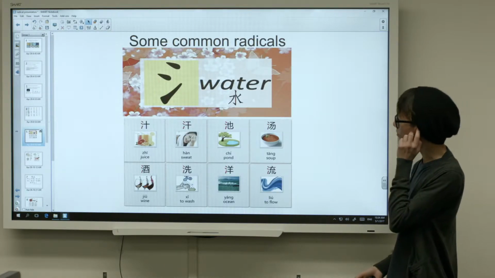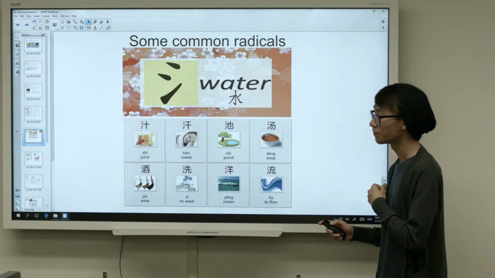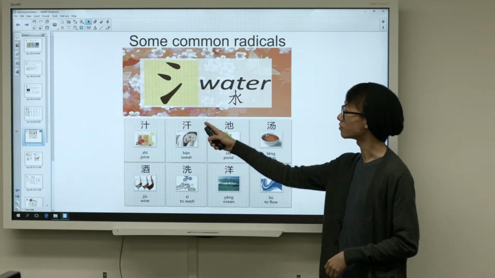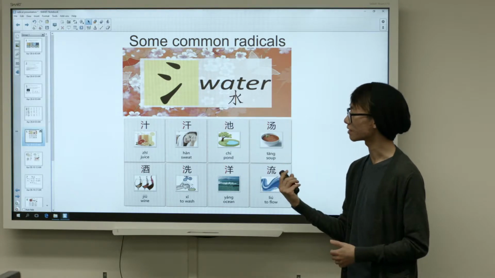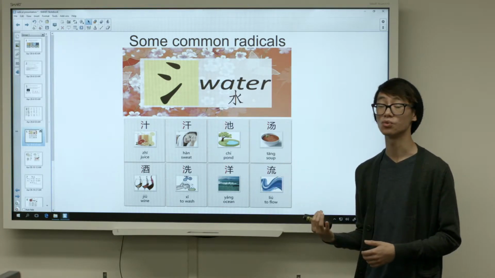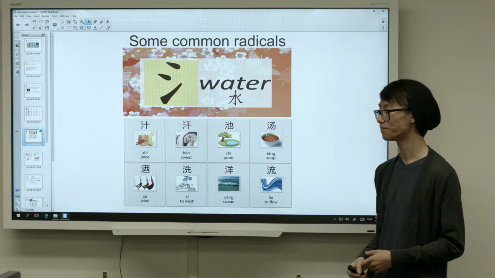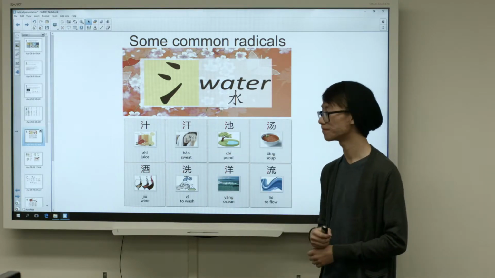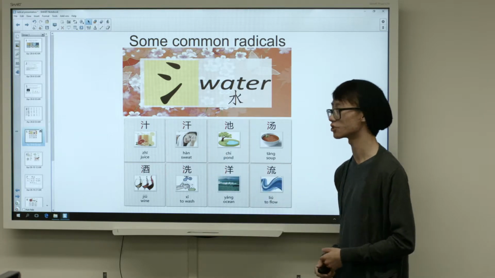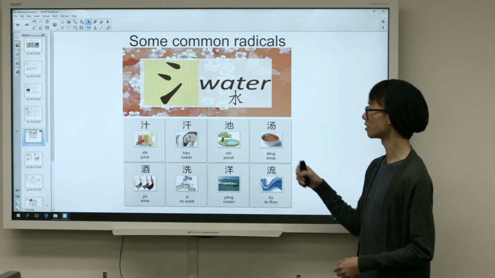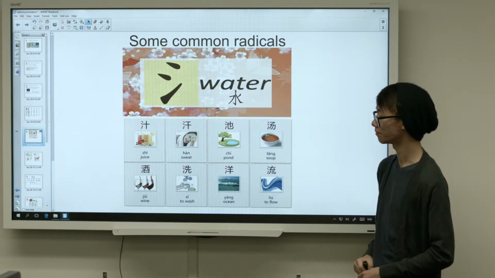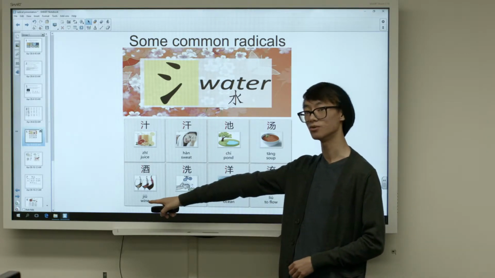Now here are some common radicals. Water, 水. The water radical, which is this, implies that it has something to do with water or liquids. Take a look at the examples. 汁, which is juice. 汗, which is to sweat. 池, which is pond. 汤, which is soup. 酒, which is wine.